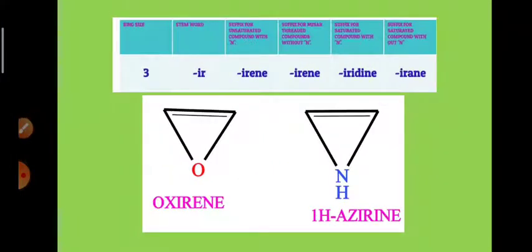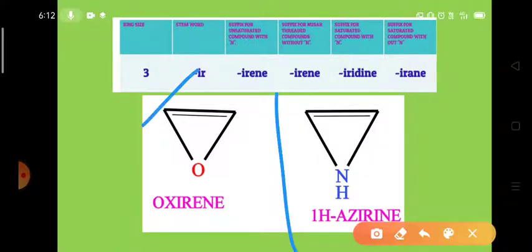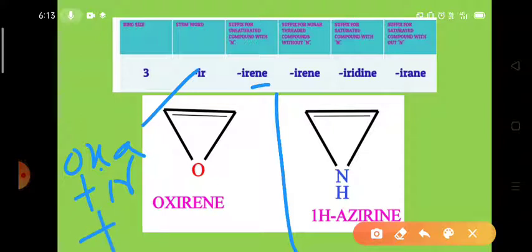So these are the three-membered heterocyclic unsaturated compounds. For this one, the prefix is oxa, and as it is a three-membered cycle, we use ir, and as it is unsaturated without a nitrogen atom, we would use ene, so oxirene.